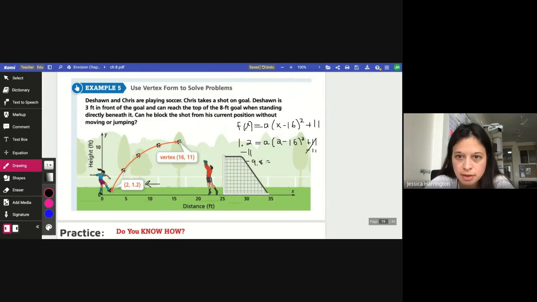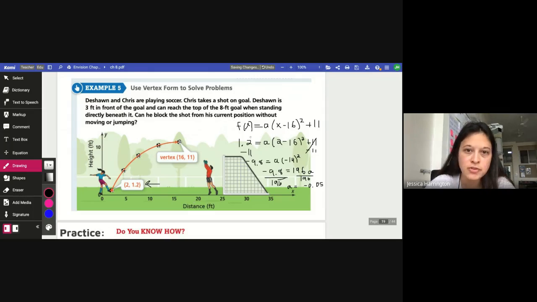And that equals a times, well, what's 2 minus 16? That's negative 14 squared. Negative 14 squared is 196. So negative 9.8 equals 196 times a. What's the last thing I need to do to solve for a? I need to divide by 196. You can totally pull your calculator out for this because nobody knows this in their head. And you end up with a equals negative 0.05.